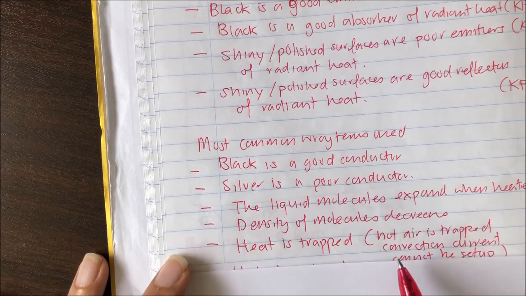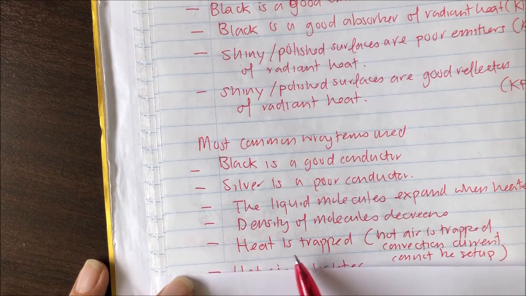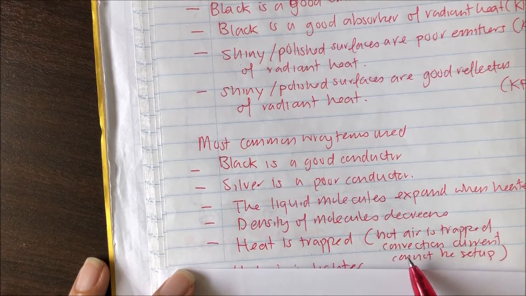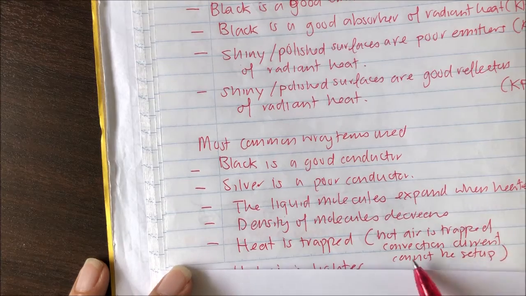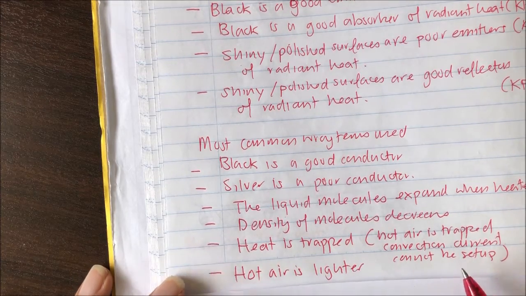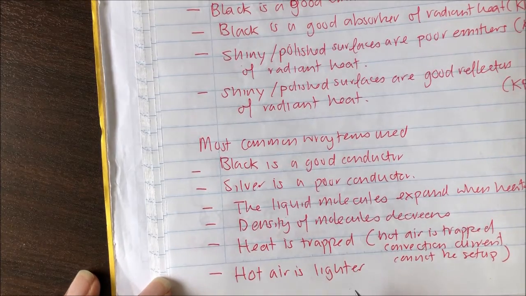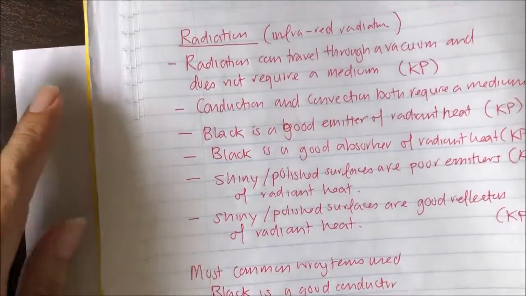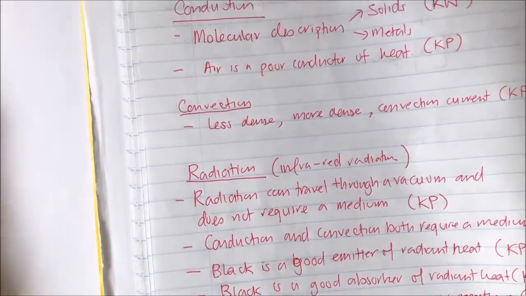And don't say things like this: heat is trapped. It's not that heat is trapped, but that the hot air is trapped, and this prevents a convection current from being set up. And also things like hot air is lighter, cold air is heavier. Don't use such terms. So in just a few minutes, these are the key points of this chapter.